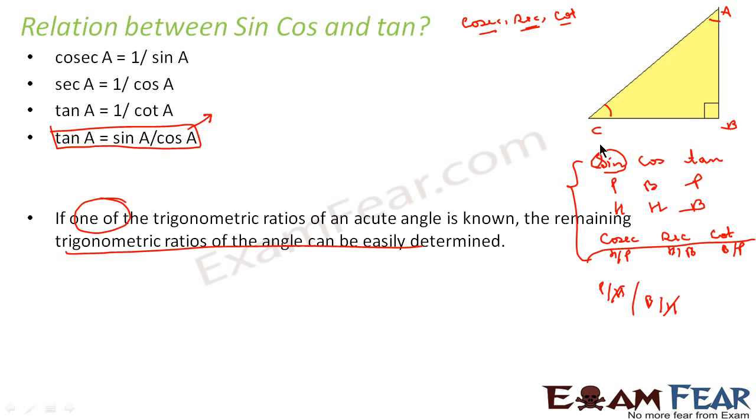Here you should just focus on this thing. You should know sine, cos, tan, Pandit Badri Prasad Hari Hari Bol, cosec, sec, cot. So sine is 1 by cosec, cos is 1 by sec, and tan is 1 by cot.